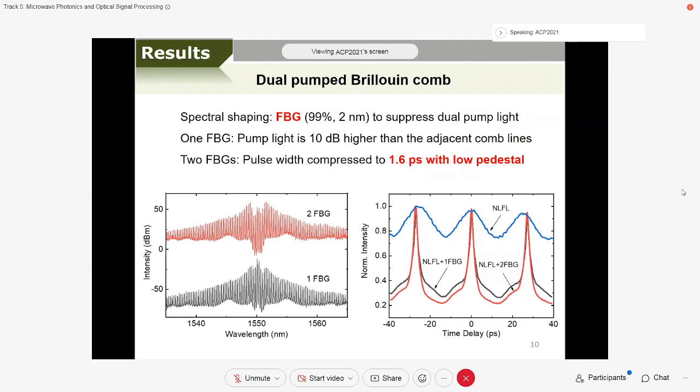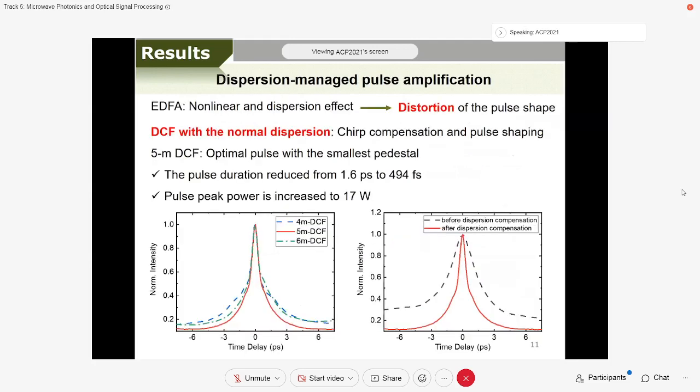In order to boost the peak power of the optical pulse, an EDFA is adopted to amplify the power. However, nonlinear and dispersion effects will lead to the distortion of the pulse shape. To solve the problem, a piece of DCF with normal dispersion is employed for pulse compression and pulse shaping.